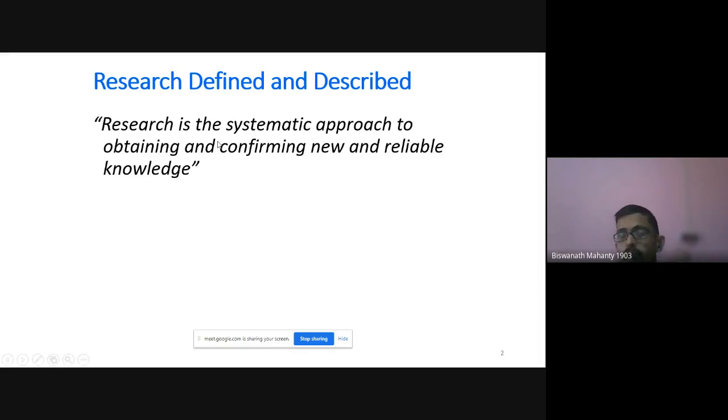Obtaining and confirming new knowledge. This is really a trouble for newcomers. If I ask you to do some research, many times you do not really see whatever has already been done. Of course, you are maybe not the first person to do something. Okay, we are assuming in academic research, you are maybe not the first person to do something. Some people, maybe 10 people, 20 people, 100 people, 1,000 people have done a significant amount of work on this domain.